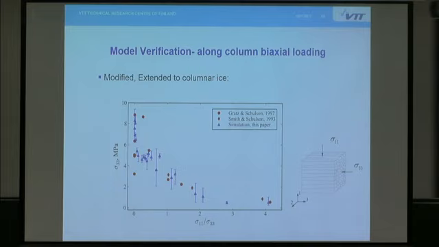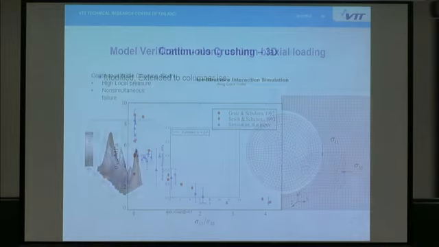And this is an example of biaxial compression. Here's the ratio of these stresses, and here's along-column stress. In this case, the red ones are test results, and blue ones are simulation results. So I would say that it quite nicely fits also to the test results of columnar ice.